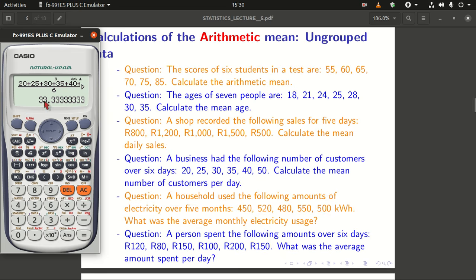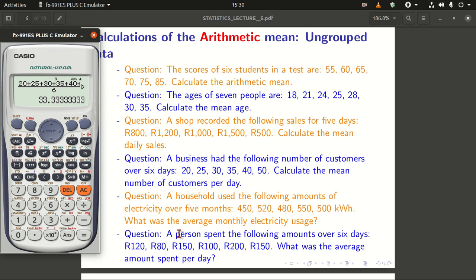So when we are calculating this, we're supposed to round it off to the nearest whole number, because 3 is less than 5, so we have 33 customers per day. That is the average. I hope I'm making sense here. Pause this video here and then try and solve the other questions there. Just pause it.